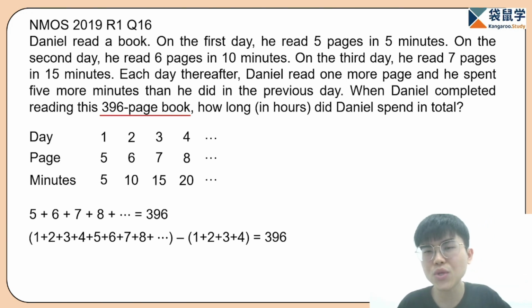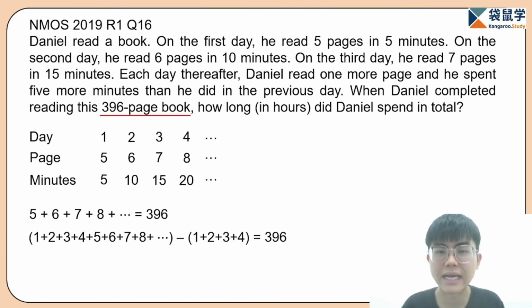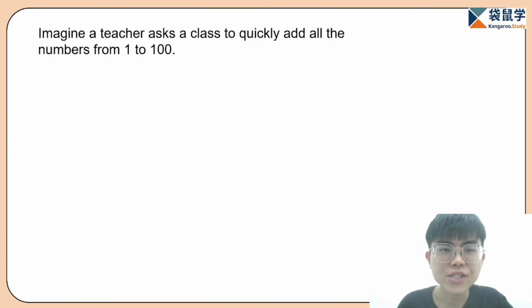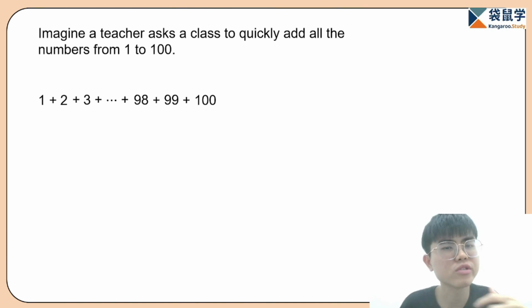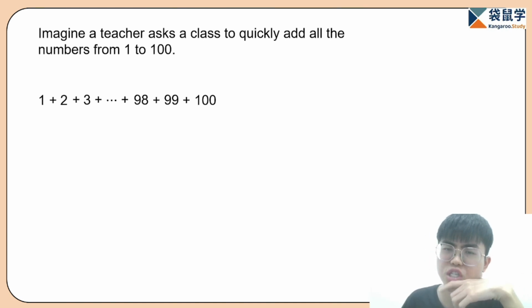So now, how do we do this calculation? Right, no worries. Let's look at an example first. Let's imagine a teacher asks a class to quickly add all the numbers from 1 to 100. So now, we want to calculate 1 plus 2 plus 3 and so on until 100. If we calculate one by one, it will take a lot of time, right? How do we do this calculation easily?